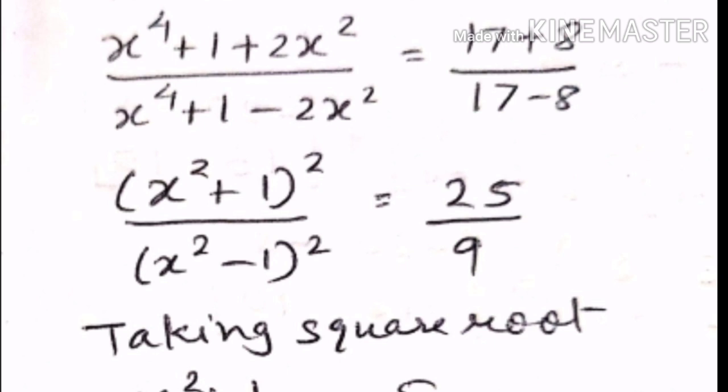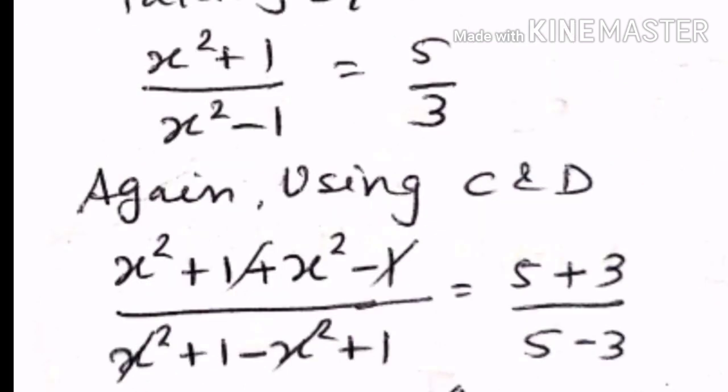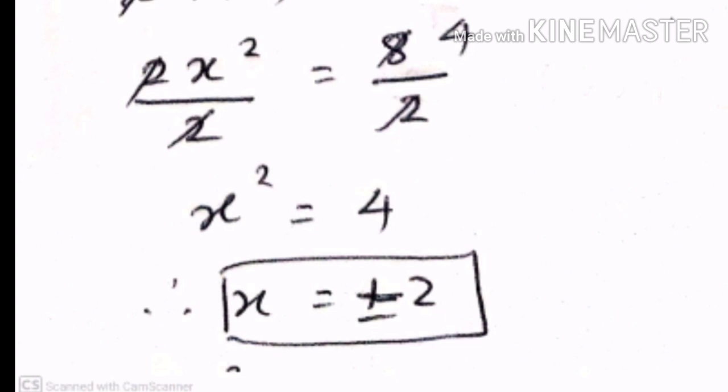Now what we do, you can see on both sides we get perfect squares. So if we remove the squares, then we can proceed further. So now I take the square root on both sides. So I get (x square plus 1) upon (x square minus 1) is equal to 5 by 3. Now again using C and D, meaning I will again apply the property of componendo and dividendo, so that I get x square plus 1 plus x square minus 1, and in the denominator x square plus 1 minus (x square minus 1), and the right hand side also in the same way componendo and dividendo. So you see what we have left on the left hand side is 2x square upon 2, and the right hand side is 8 by 2.